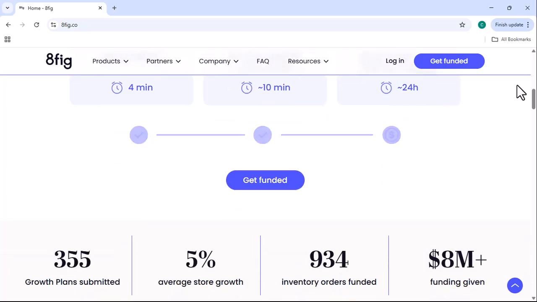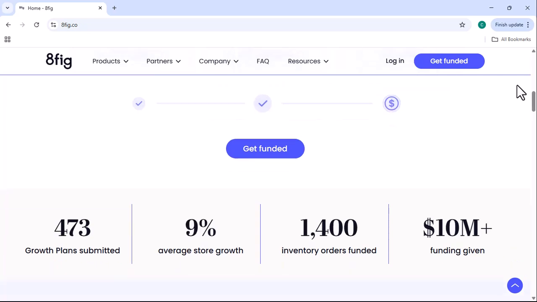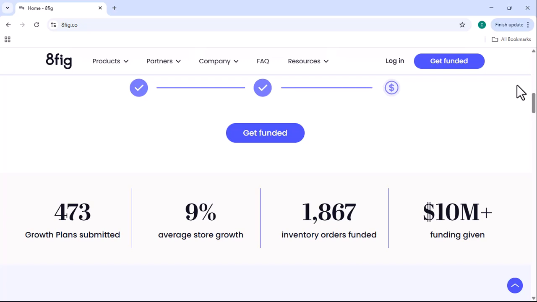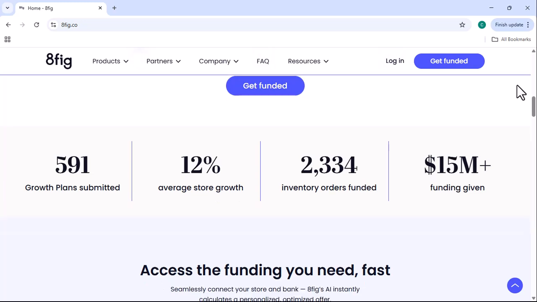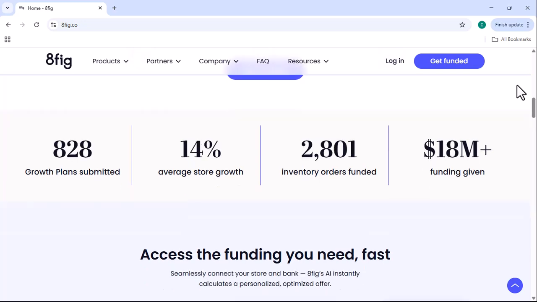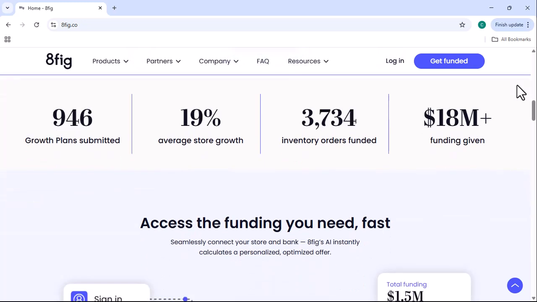They often have a sophisticated planning tool that helps you project your inventory needs and sales, allowing them to proactively offer funding that aligns with your projected growth trajectory. This is a far cry from the often adversarial relationship between borrowers and traditional lenders.